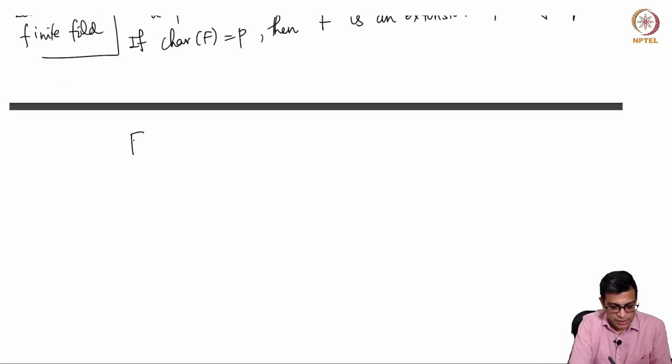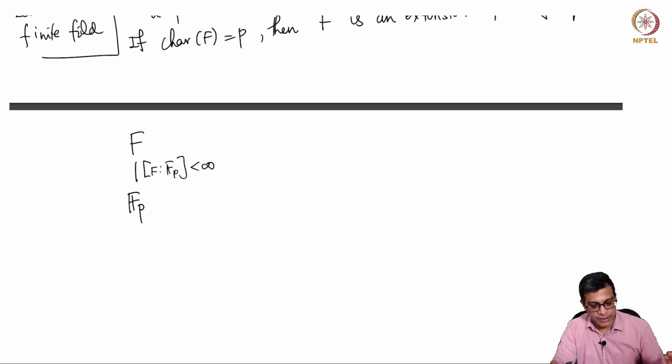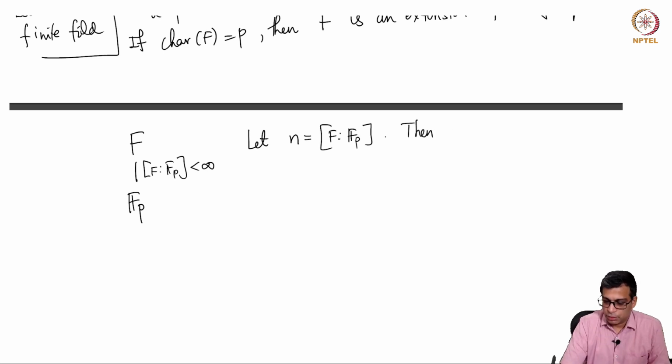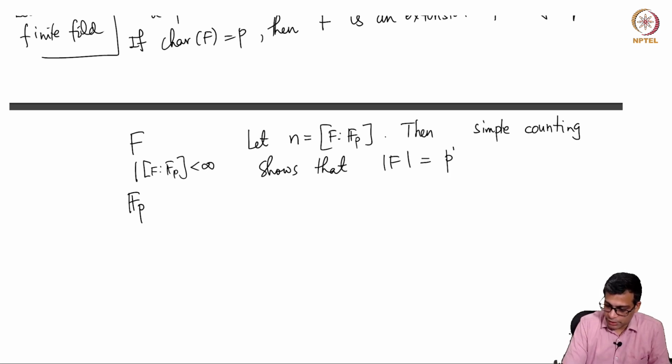So now if you look at this, the degree is going to be finite, obviously, right? Because F itself is a finite set. So there is a finite basis. So this is a finite extension. So let's say n is the degree. Then a simple counting shows that the cardinality of F is actually p power n.